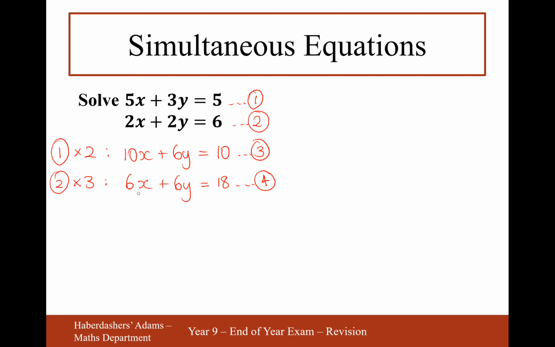So I'm now going to do equation 3 take away equation 4, because that will give me a positive x number, so that will give me 4x. 6y take away 6y, that's cancelling, and then 10 take away 18, that will give me minus 8. So be aware, you do sometimes get negative numbers in these sorts of questions, and make sure you take them away in the correct order. In this order, it's 3 take away 4. So I've done 10x take away 6x to give me 4x, but I also need to do it in the same order. 10 take away 18 is minus 8.